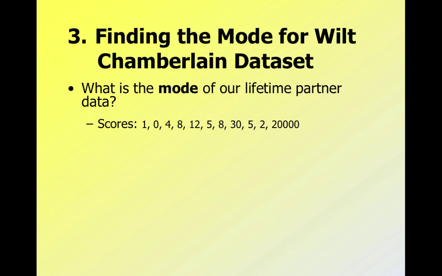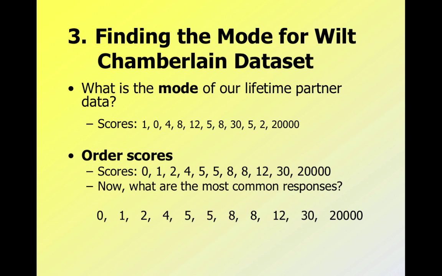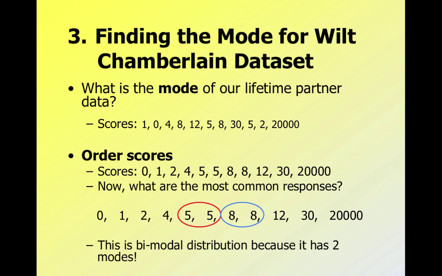What about our mode? What's the mode? Go ahead and work through this and see if we can figure it out. Pause the video, come back. All right, easy thing to do. Since we already calculated the median and we put them in order, use that. And really all we're looking for is the most common response. And we see we have 5 and we have 8. Both of them show up twice. So in this case, the mode is 5 and 8. We have a bimodal distribution.